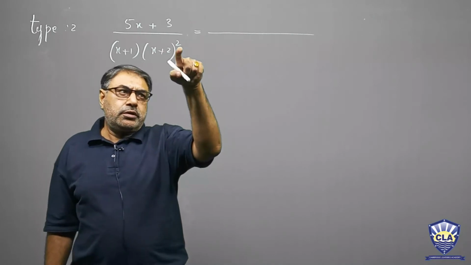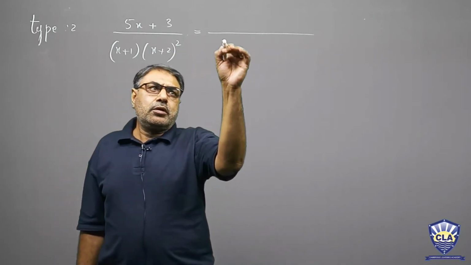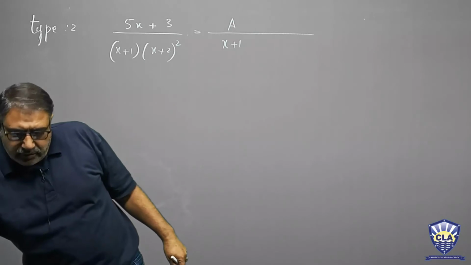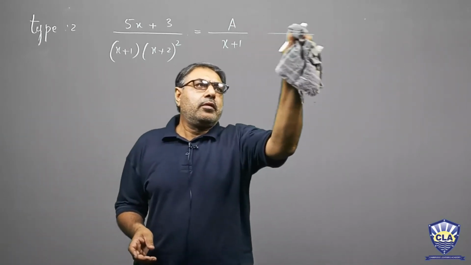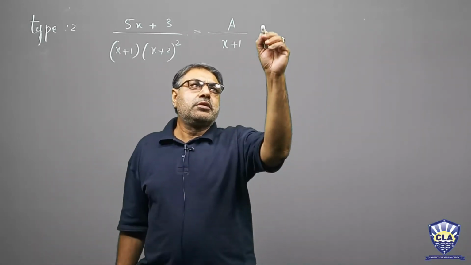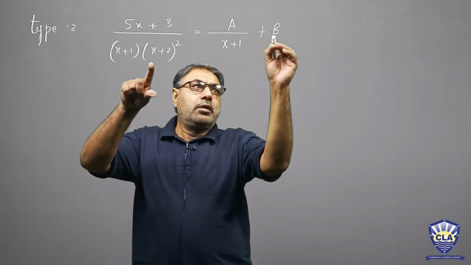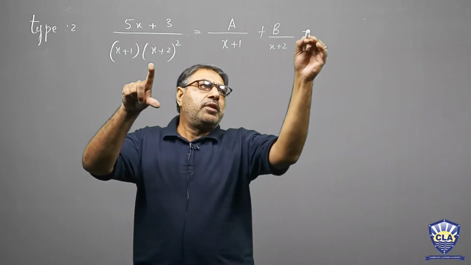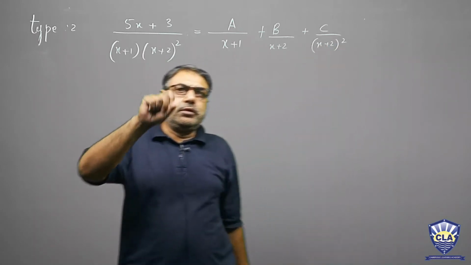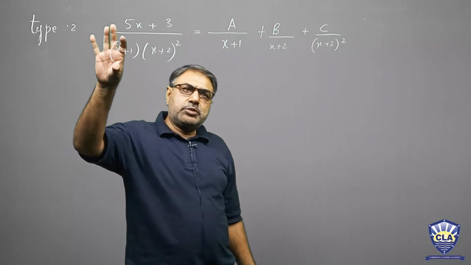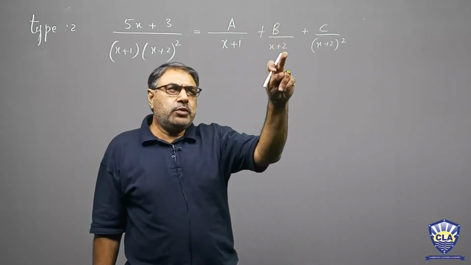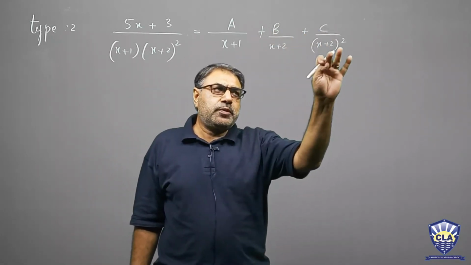If we have a whole square, then we can break this as a over x plus 1, plus b over x plus 2 without square, and plus c over x plus 2 square. The simple one is x plus 1, a over x plus 1. Now for the whole square, it will be b over x plus 2 without square, and then again c over x plus 2 whole square.